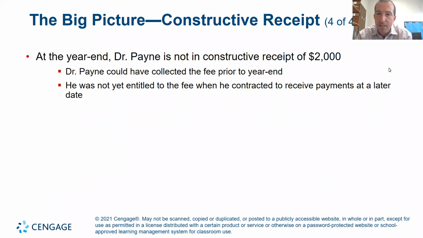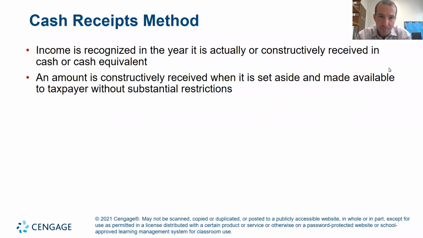Dr. Payne could have collected the fee prior to year end. He was not yet entitled because it was not in the contract. So for Dr. Payne, that would not be considered a constructive receipt. So these first two examples are examples where we're not going to consider a constructive receipt because the funds either aren't available or Dr. Payne didn't have access to those funds.